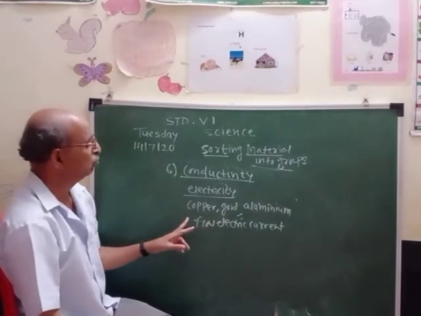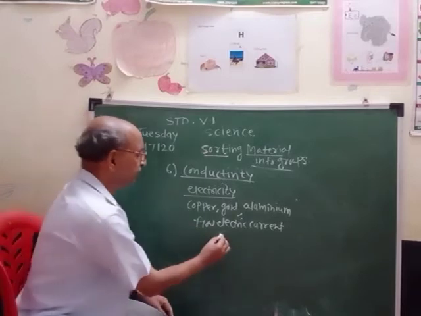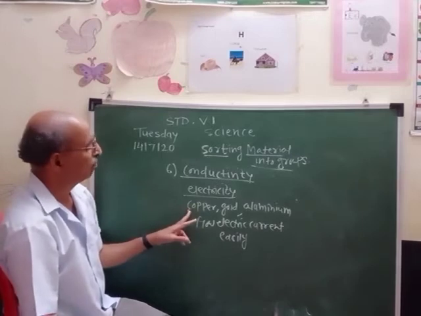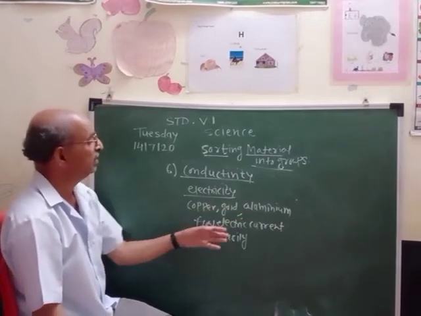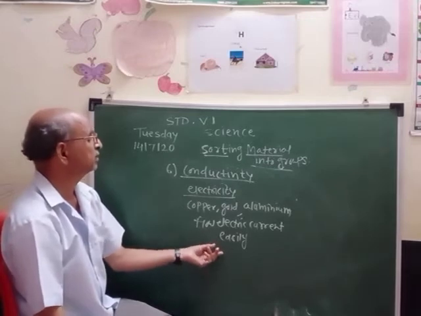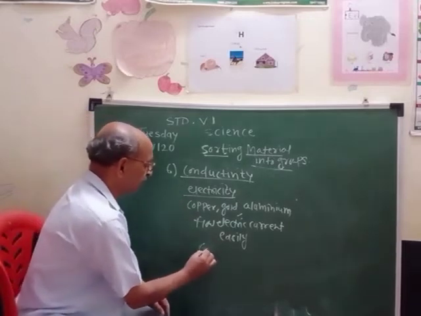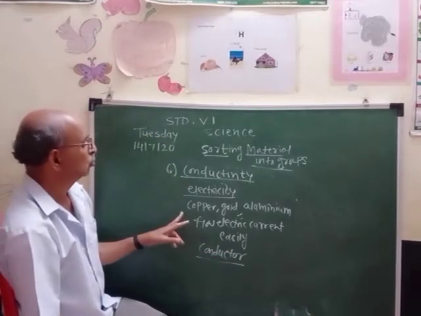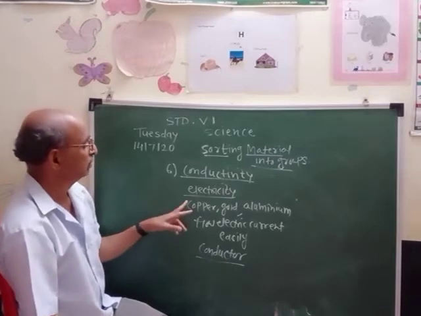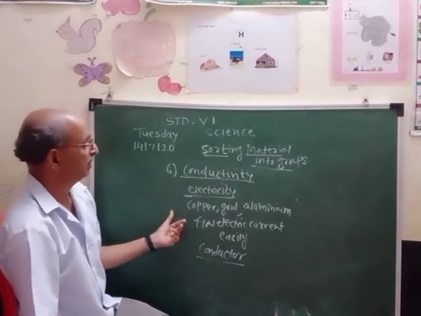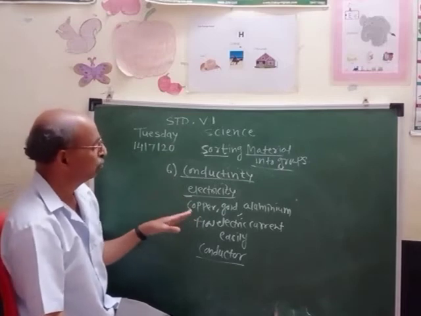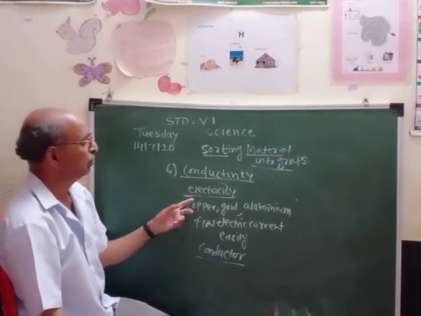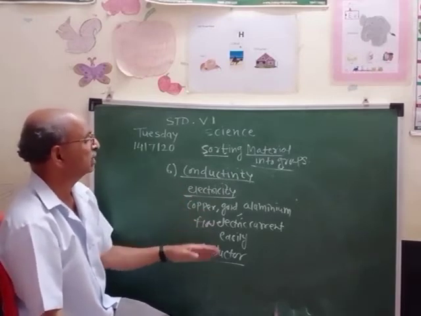These materials allow electric current to flow easily. When electric current is passed through metals like copper, gold, aluminium, or silver, it can easily pass through them. Such materials are called good conductors, or simply conductors, because the electric current can easily pass. All metals are generally good conductors of electricity. The material which allows the electric current to flow easily is called a conductor. Generally all the metals, copper, gold, aluminium, are good conductors of electricity.